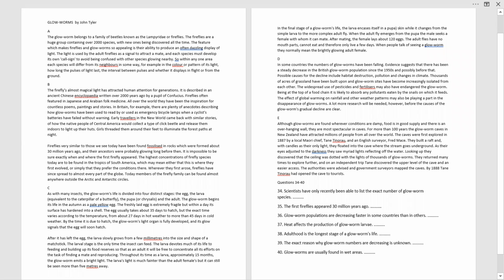And the larva life is throughout this time approximately... The first part of C, the egg usually takes about 35 days to hatch, but the exact time varies according to temperature, from about 27 days in hot weather to more than 45 days in cold weather. All right, so that's true. It affects the production of glowworm larva.